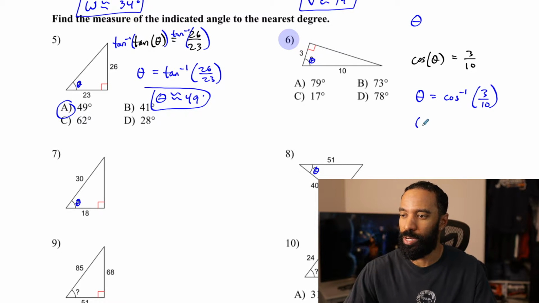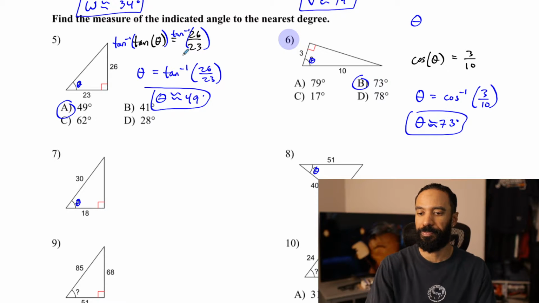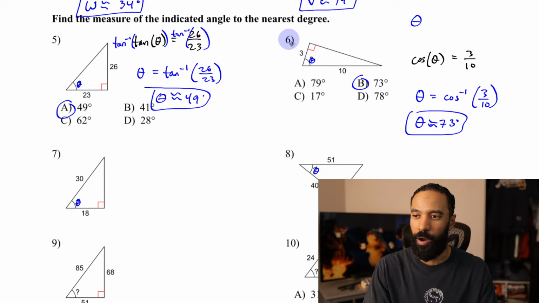72.54, so around 73 degrees. And that is answer B. It's about that many. That's B. Let's keep moving forward. More of the same.